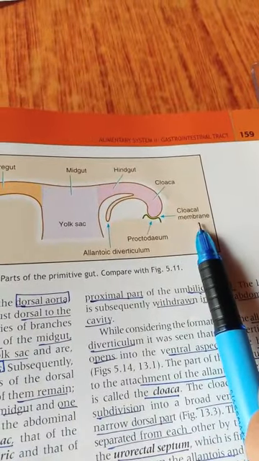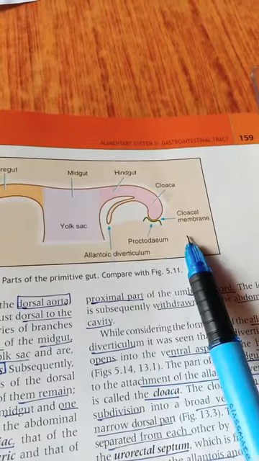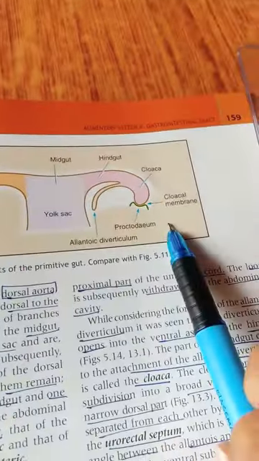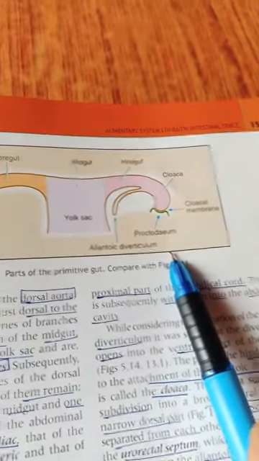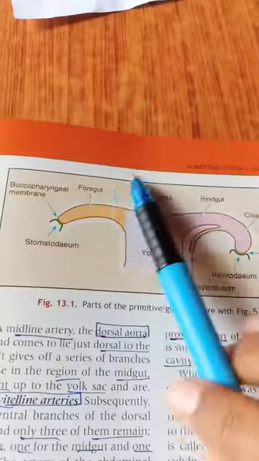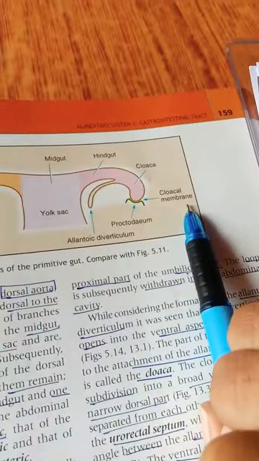Later, what happens is both of them open to the exterior and disappear. We know now our mouth is open to the exterior, and even our anal canal is open to the exterior. So later they open to the exterior, and finally the buccopharyngeal membrane and also the cloacal membrane disappear.